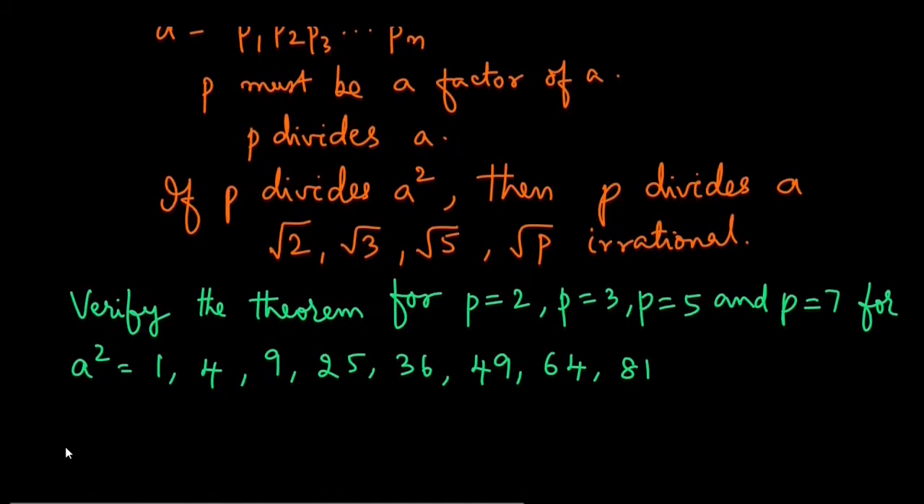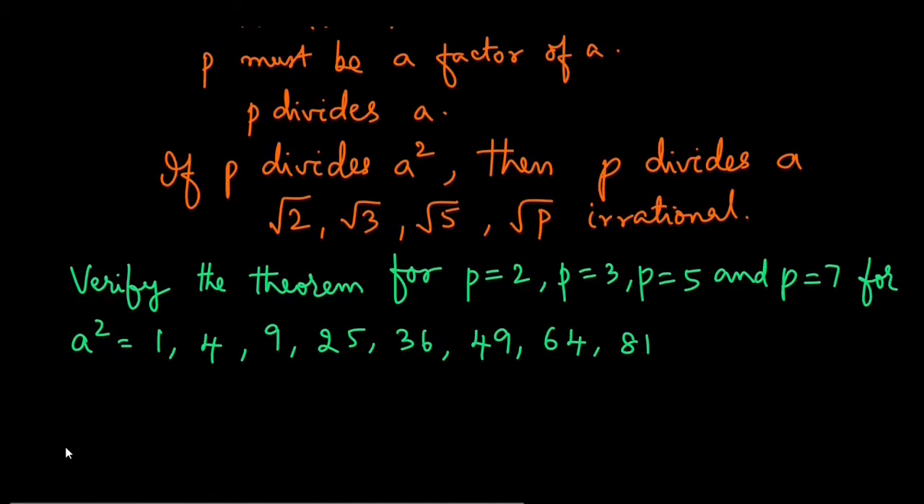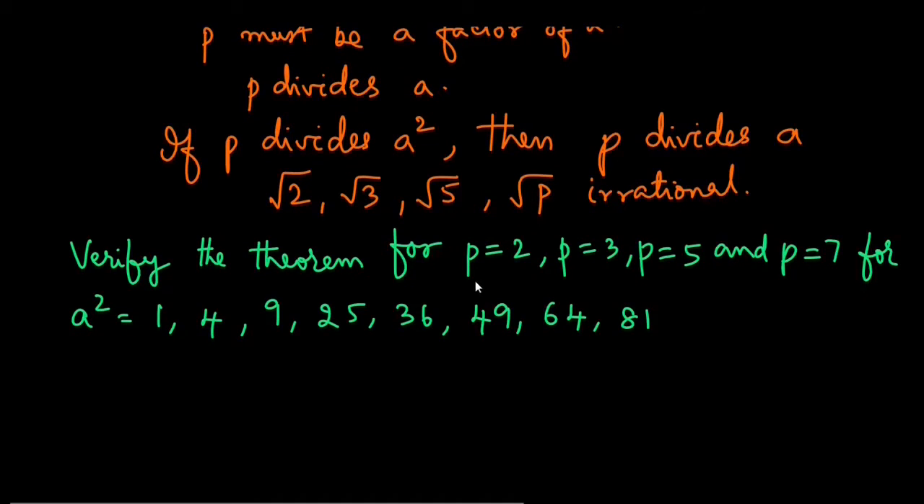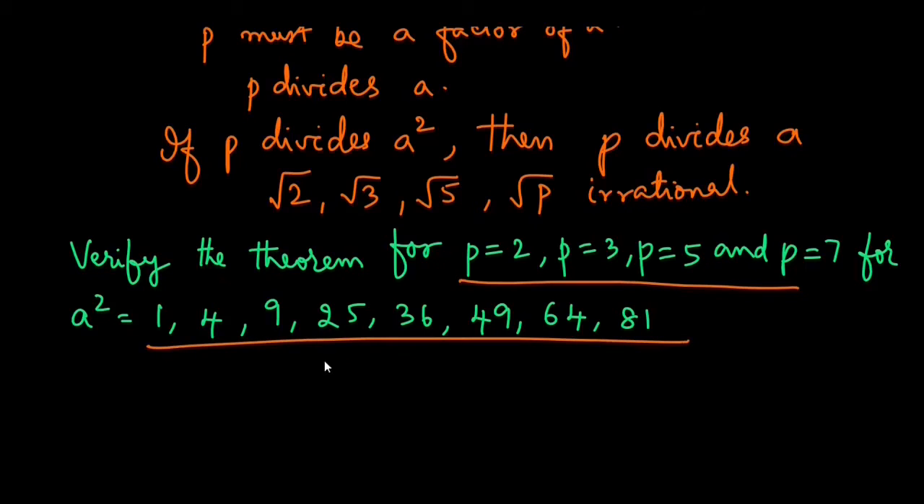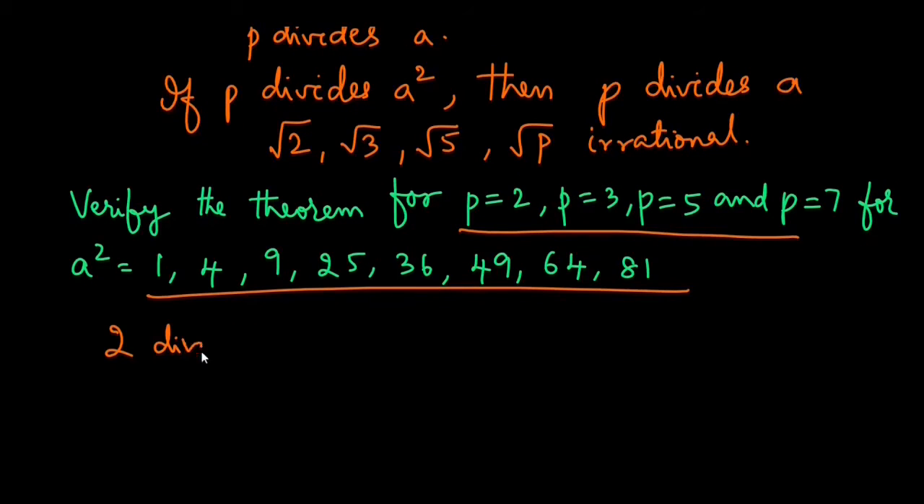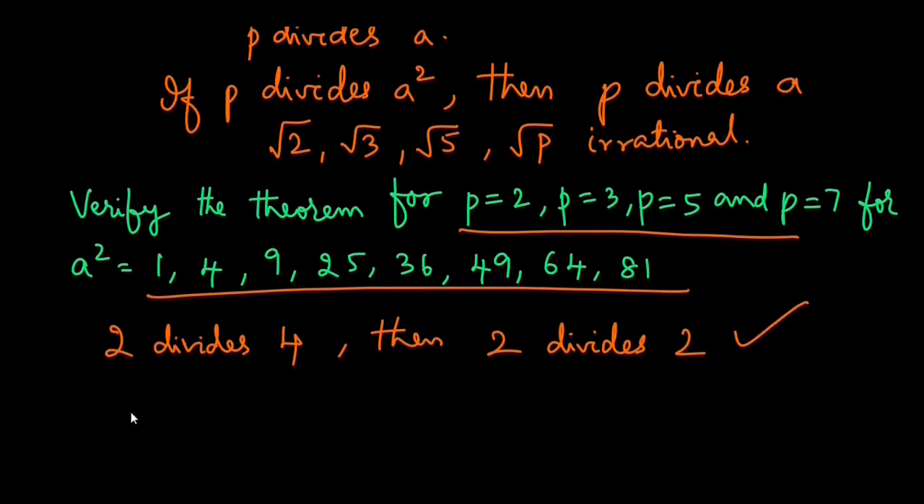Now let us verify whether this theorem is correct or not for some numbers. We are taking the prime numbers p is equal to 2, p is equal to 3, p is equal to 5, p is equal to 7, and a square values are 1, 4, 9, 36, 49, 64 and 81. Let us say 2 divides 4. Then 2 divides 2. True, verified.